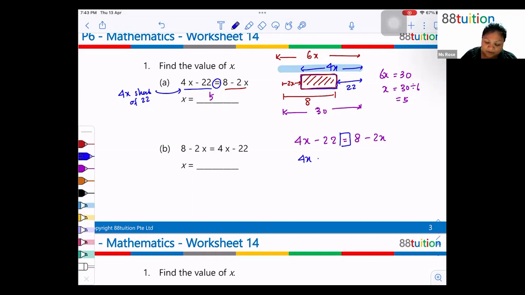Okay, you can do that, or you can also stick to the model. So this will be 4x plus 2x is equals to 8 plus 22 to give me 30. So x is equals to 5. Okay, alternatively, if the model doesn't work for you, you can also use this. Both results in the same answer.